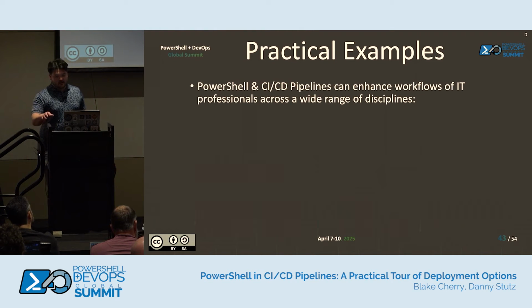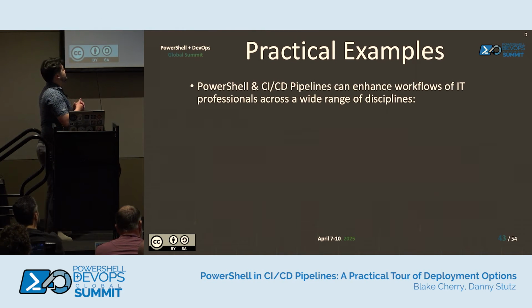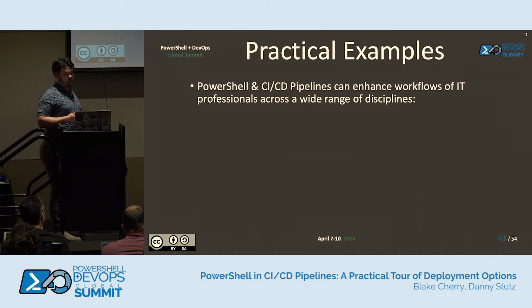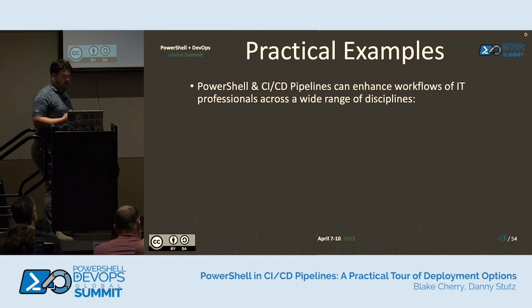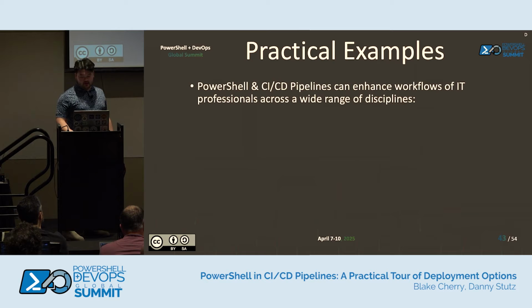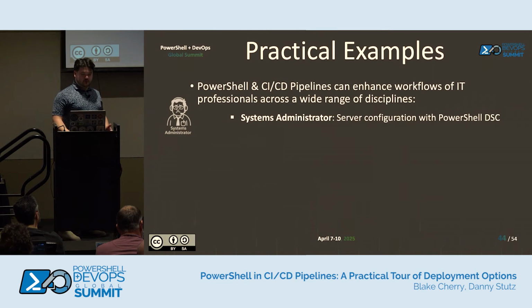Stutz. Yeah, thank you. So we'll go quickly through some practical examples, some situations you might run into at your workplace where you could use a CI/CD pipeline. We'll start with a systems administrator perspective. Maybe you have some server configuration with DSC v3. You want to keep that version controlled so you have a consistent image and consistent configuration across all of your servers that are maybe deployed in Azure, whatever cloud platform you have, right?